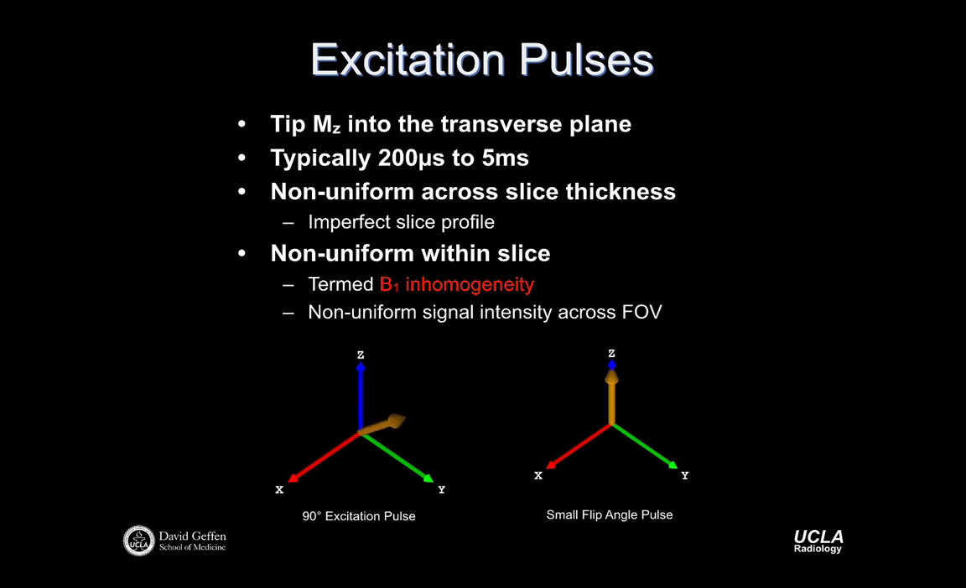You've seen the 90-degree excitation pulse a bunch of times. The only distinction I'm making here is we could use what we call a small flip angle pulse. Lots of pulse sequences just tip a few degrees. Lots of reasons for that. We'll get into the details today, but we have pulse sequences that tip by 5 degrees or 60 degrees. It's not always 90s and 180s and so forth.